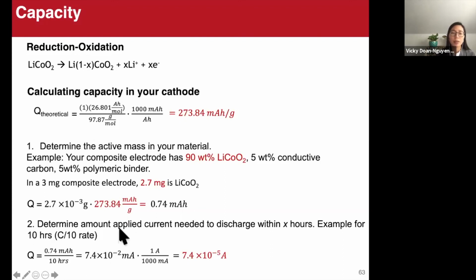So then we can determine the amount of applied current that's needed to discharge within X hours by dividing the capacity by the number of hours. And so for a C over 10 rate, we would take the capacity, 0.74 milliamp hours, divided by 10 hours, and the applied current would be 7.4 times 10 to the negative 2 milliamp, or 7.4 times 10 to the negative 5 amps. And then the potentiostats that you'll be using will by default be in amps. So be sure that you check your units.